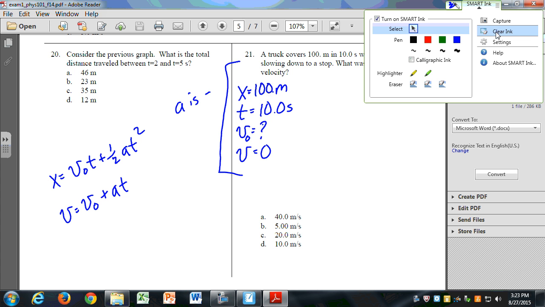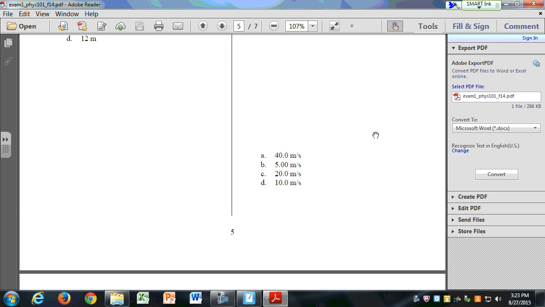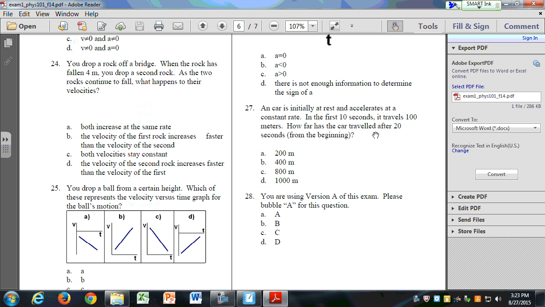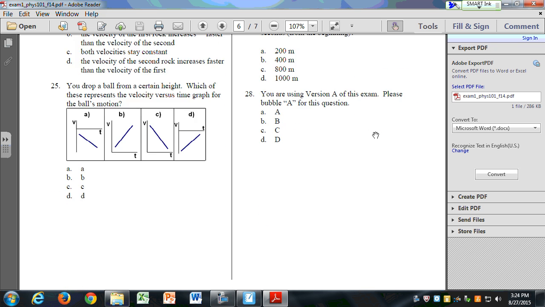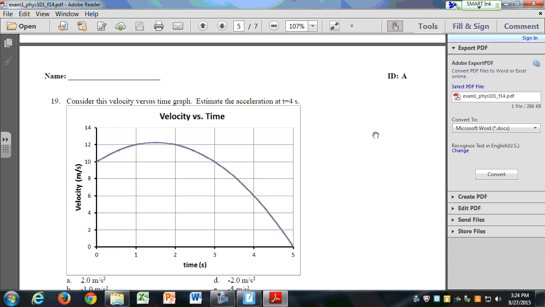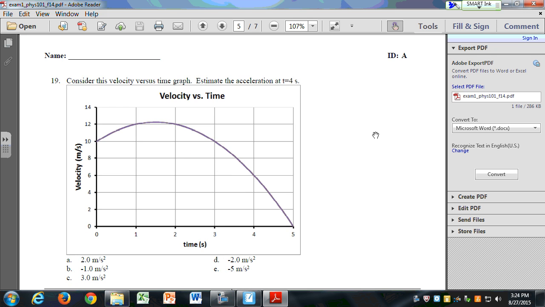Can I clear this out, y'all? See if I can find one then. I probably don't have one. I will come back to it, okay? I'll look on the other test, but let's look at these qualitative, what is that?